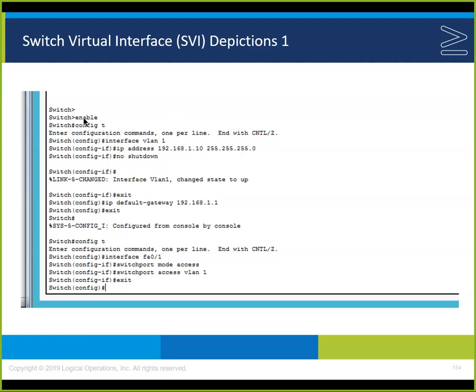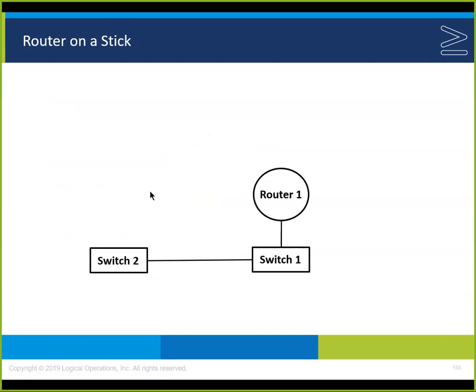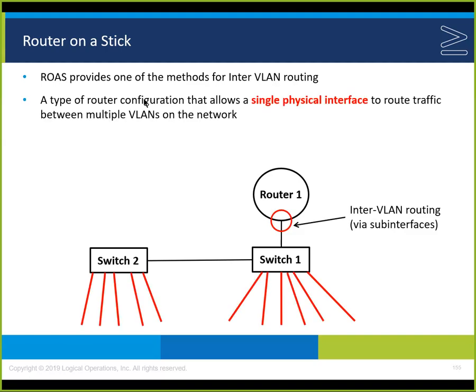Switch virtual interfaces, depictions here, interface VLAN 1, the same thing that we just did on these things. We could do an ip default-gateway if we wanted to, the .1. I had already configured my devices with the .1 addresses for the default gateways. That's why it worked.